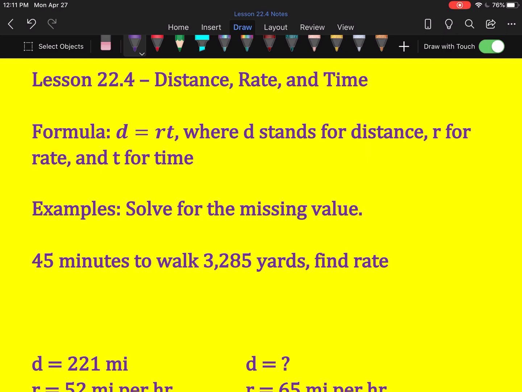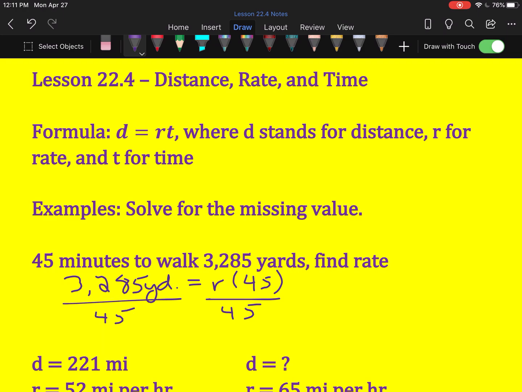So solve for the missing value. It takes us 45 minutes to walk 3,285 yards, and we're asked to find the rate. So the distance we know. Distance is 3,285 yards, equals rate, which I don't know, times time, which is 45 minutes. Because I was given distance, to find the rate, I have to use division. So I'm going to take 3,285, and I'm going to divide by 45. So divide both sides by 45. And that gets me 73.